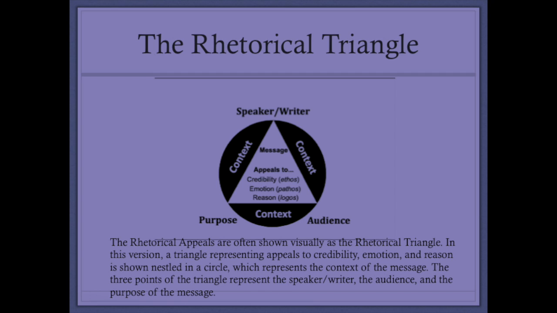The rhetorical appeals are often shown visually as the rhetorical triangle. In this version, a triangle representing appeals to credibility, emotion, and reason is shown nestled in a circle which represents the context of the message. The 3 points of the triangle represent the speaker/writer, the audience, and the purpose of the message.